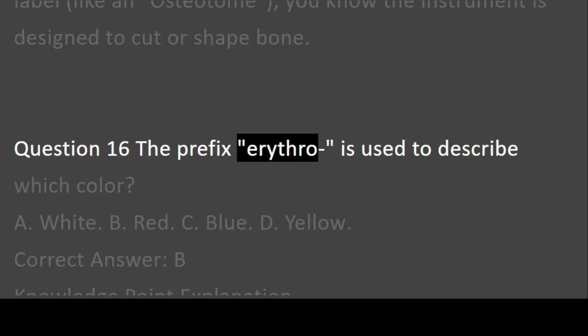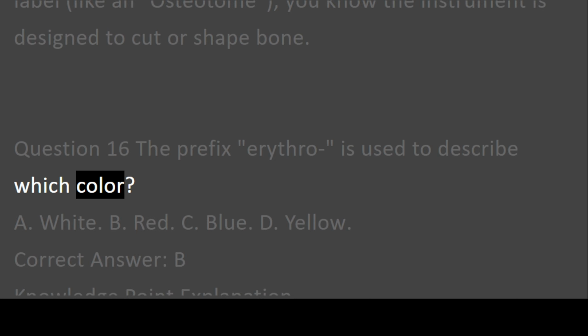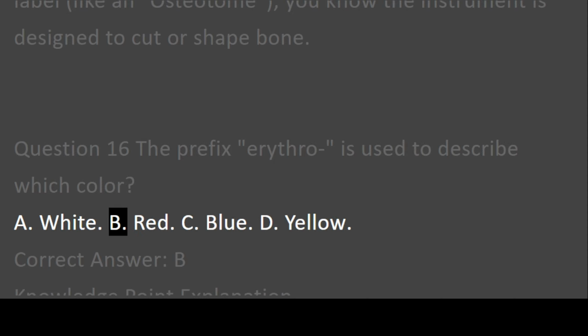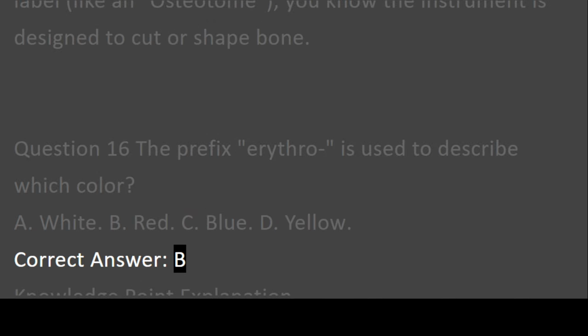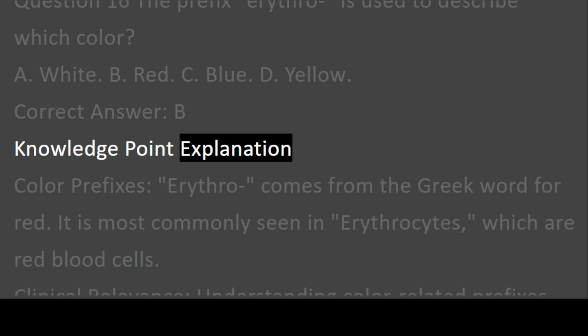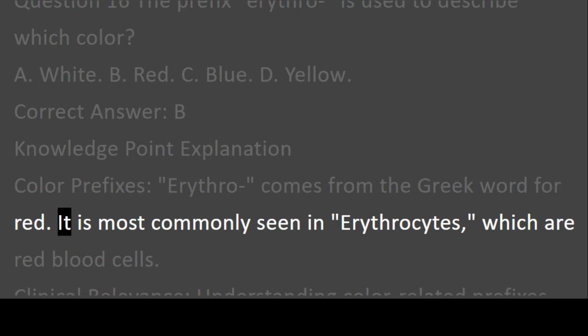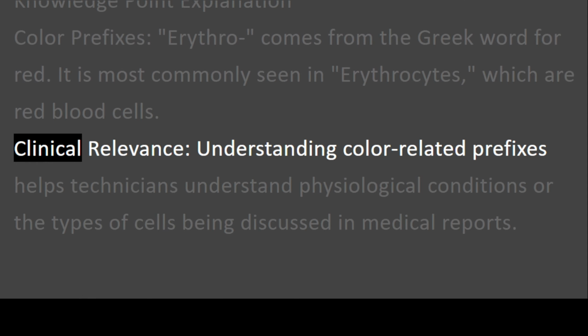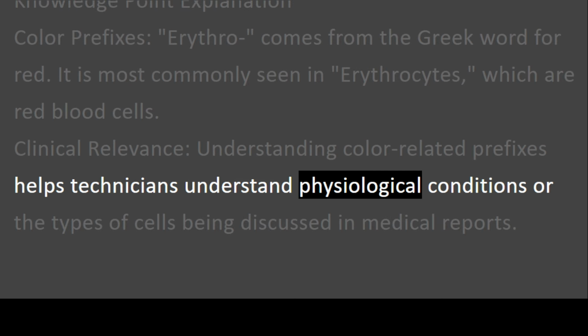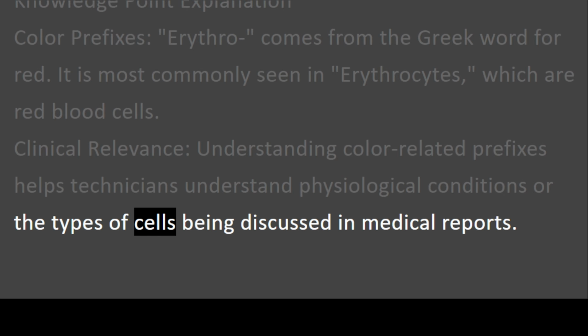Question 16. The prefix erythro- is used to describe which color? A. White. B. Red. C. Blue. D. Yellow. Correct answer, B. Knowledge point explanation. Color prefixes. Erythro- comes from the Greek word for red. It is most commonly seen in erythrocytes, which are red blood cells. Clinical relevance. Understanding color-related prefixes helps technicians understand physiological conditions or the types of cells being discussed in medical reports.